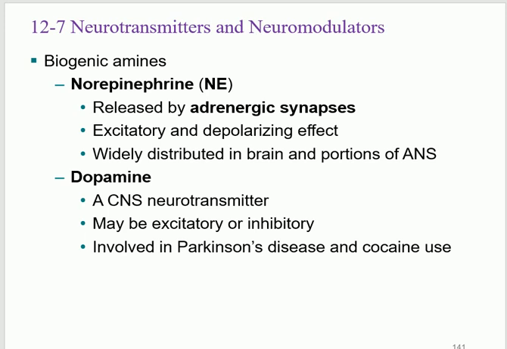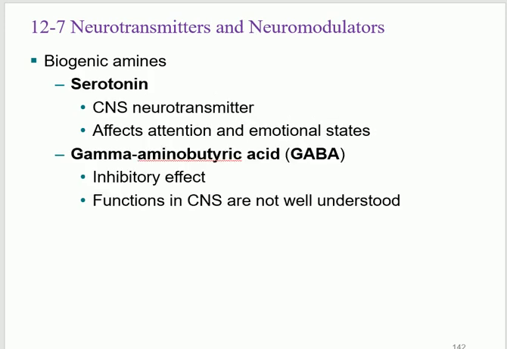Synapse using acetylcholine. What do you call it? Cholinergic, right? If you're using acetylcholine, we call it cholinergic. If you're using adrenaline or norepinephrine, we call it adrenergic. What if you're using dopamine? Dopaminergic. Is that clear? The neurotransmitter decides the name. You're using acetylcholine, cholinergic. You're using adrenaline, adrenergic. You're using dopamine, dopaminergic. You're using serotonin, serotonergic.